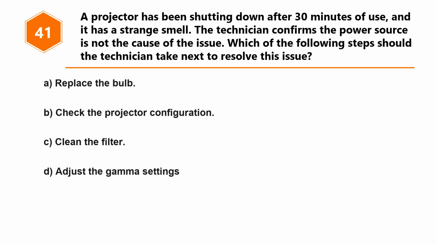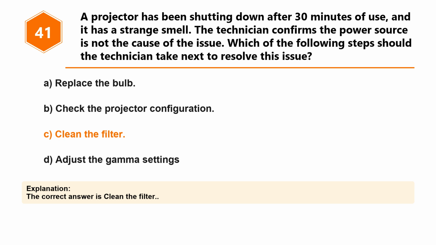Question 41. A projector has been shutting down after 30 minutes of use, and it has a strange smell. The technician confirms the power source is not the cause of the issue. Which of the following steps should the technician take next to resolve this issue? Option A, replace the bulb. Option B, check the projector configuration. Option C, clean the filter. Option D, adjust the gamma settings. The correct answer is option C, clean the filter.